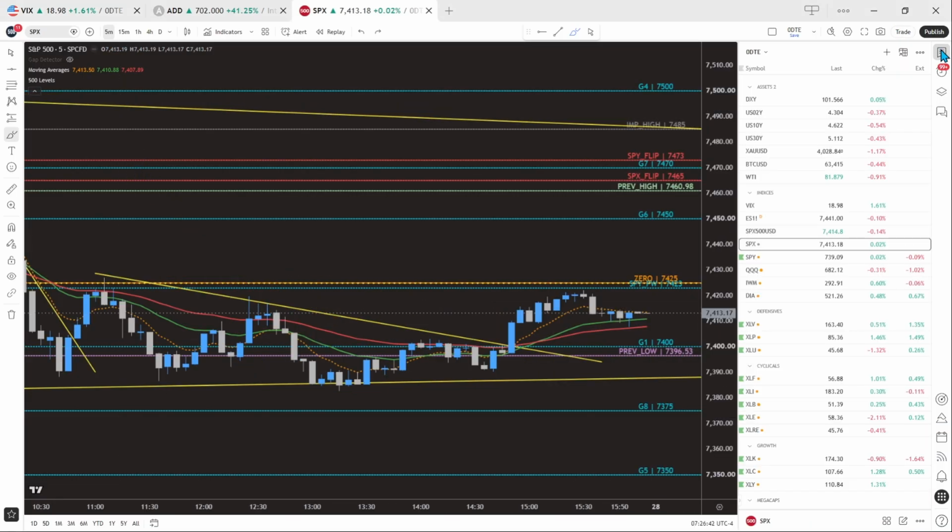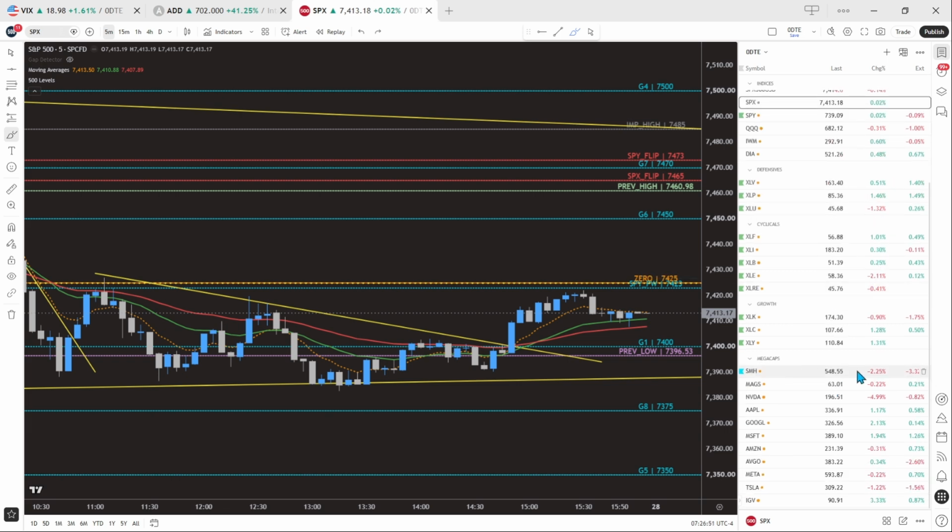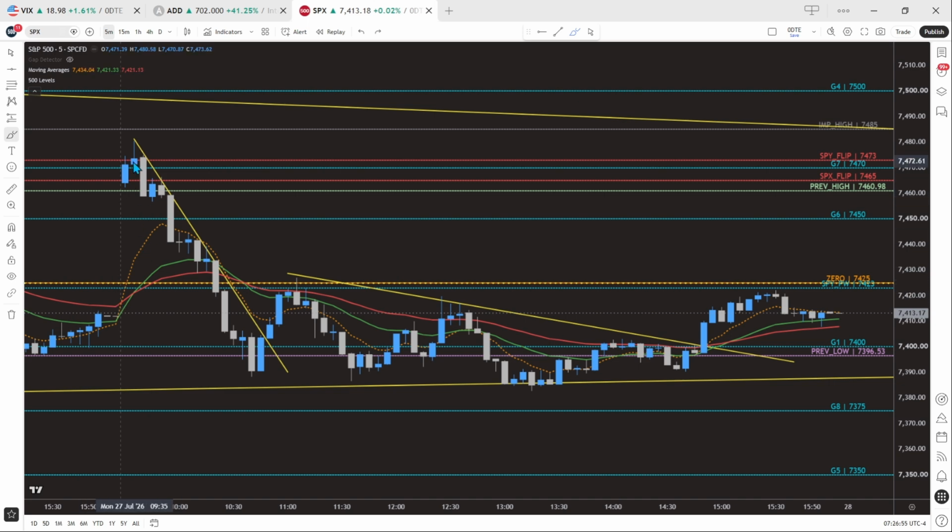On Monday, SPX traded lower but closed flat at 74.13. NASDAQ underperformed, down 0.3%, as rotation out of semis continued, down 2.25%. Now, we did open with a big gap to the upside into a very critical resistance zone, a transitional zone known as our flips. SPX flip 74.65, SPY flip 74.73. Bulls were unable to break and hold above.